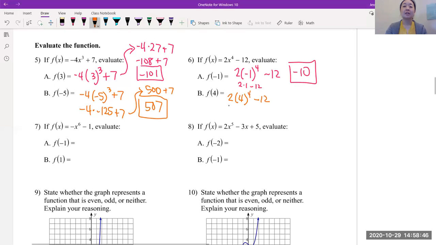12. And 4 to the 4th power, I believe, was 256, but let's just check just in case. 256, that was right. So 2 times 256 minus 12. 2 times 256 is 512, so 512 minus 12, an easy 500. All right, so we're going to do number 7.